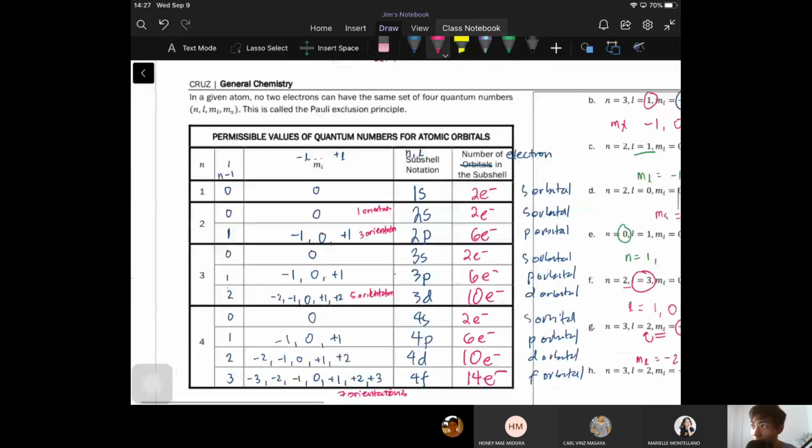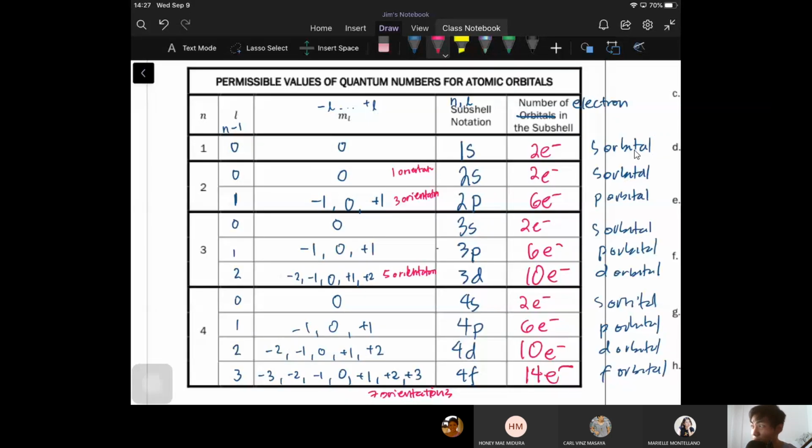So here, we just identified the permissible values of the quantum numbers. For the first energy level, it can only have an s orbital, and that s orbital can hold 2 electrons. For the second energy level, it can contain 2 kinds of orbitals, the s orbital and the p orbitals. Again, each shape can accept 2 electrons. So one shape equals 2 electrons. The p orbital has 3 shapes, so it can accept 6 electrons.